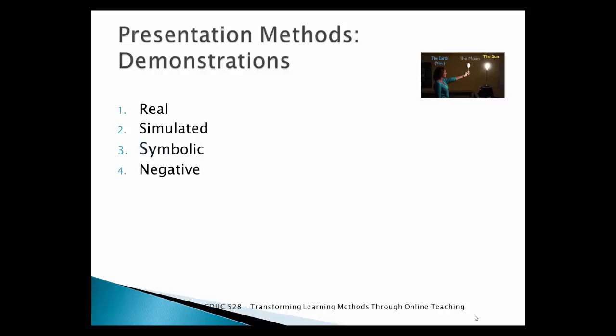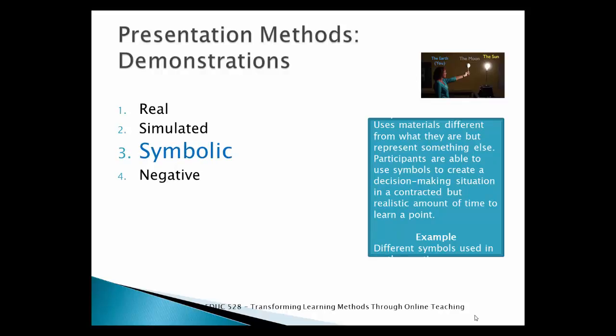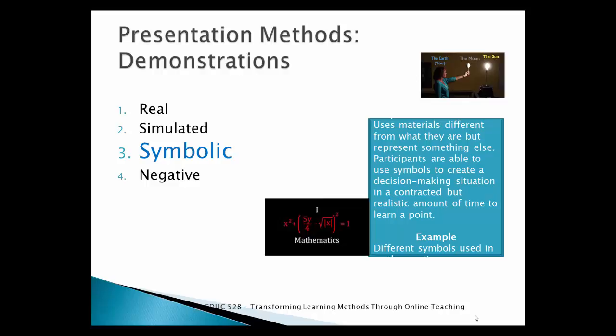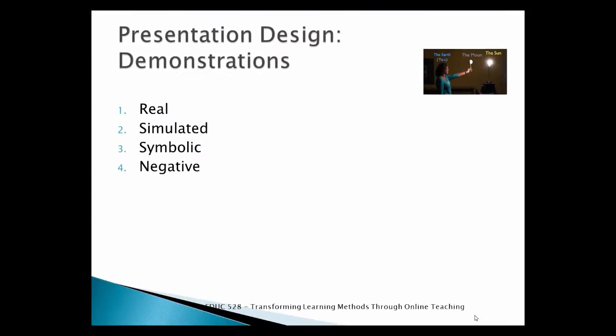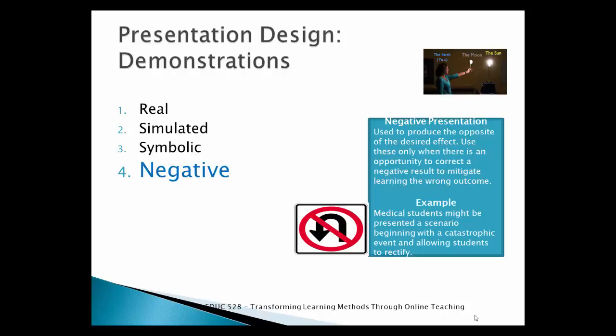The third type of demonstration, symbolic, uses materials different from what they are to represent something else. Participants are able to use symbols to create a decision making situation in a contracted but realistic amount of time to learn a point. And finally, a negative demonstration is used to produce the opposite of the desired result.